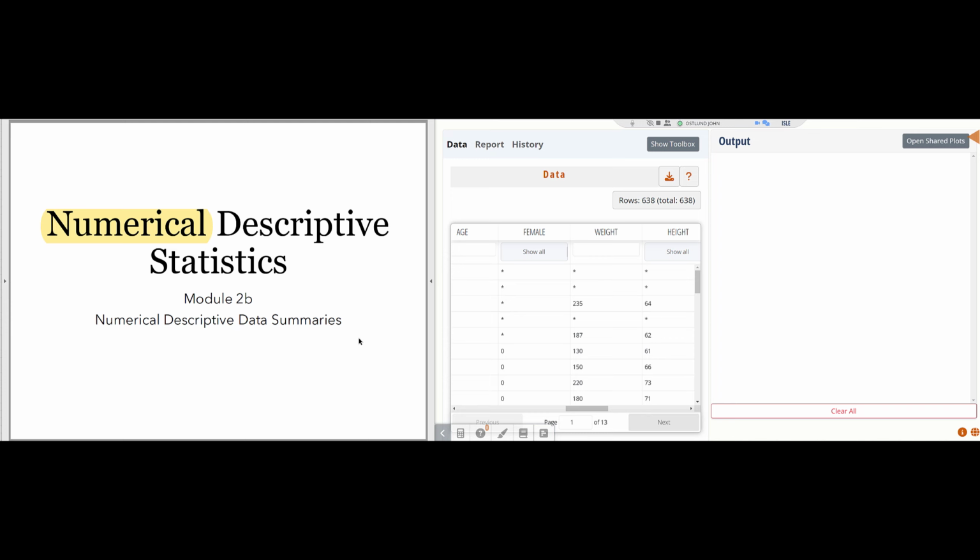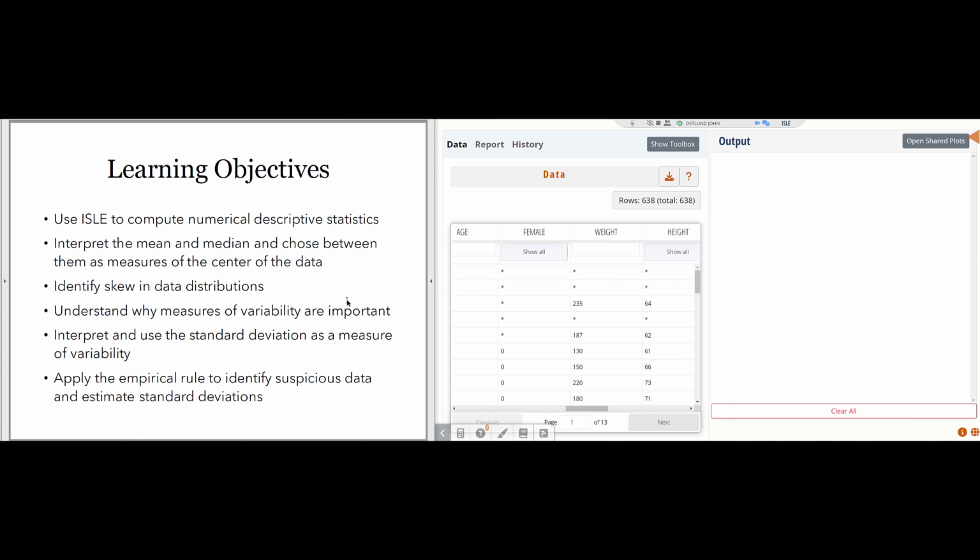Okay, so we have looked at a couple of graphical representations of descriptive statistics. Now, in the second part of Module 2, Module 2b here, we're going to take a look at some numerical descriptive statistics. What are we hoping to get out of this?